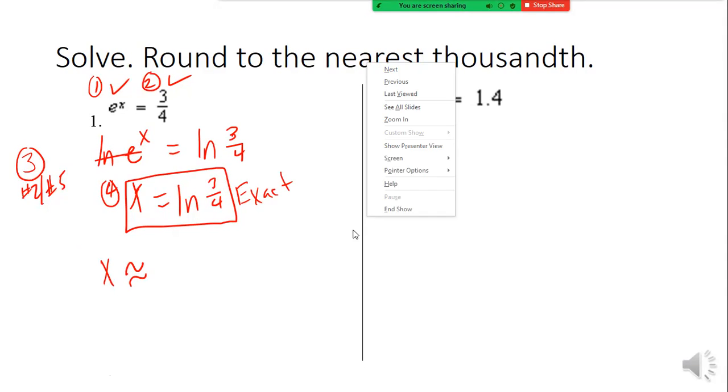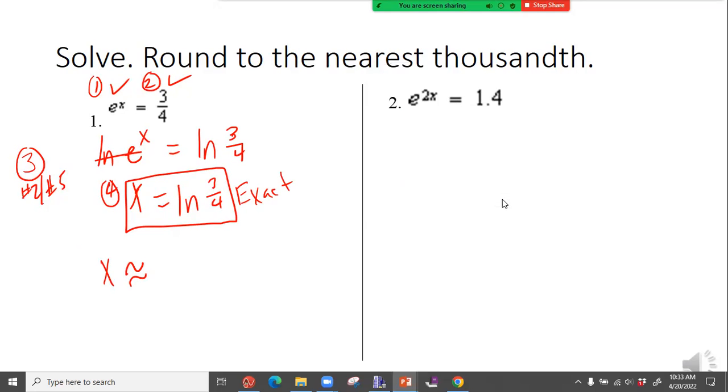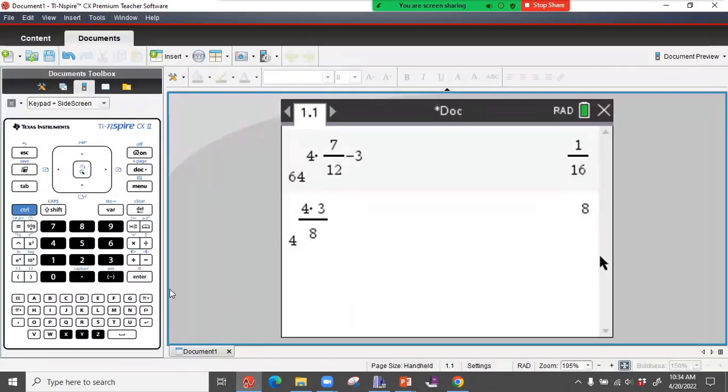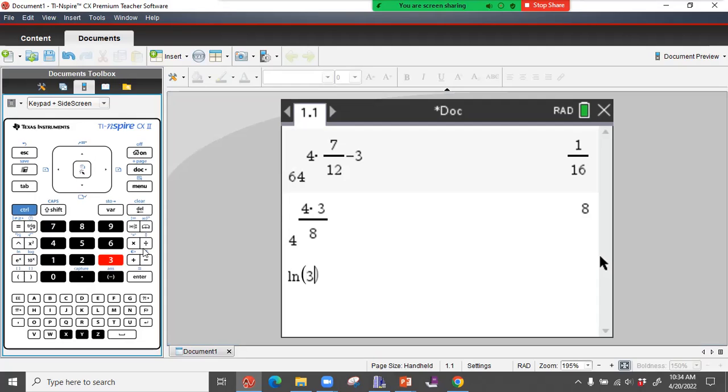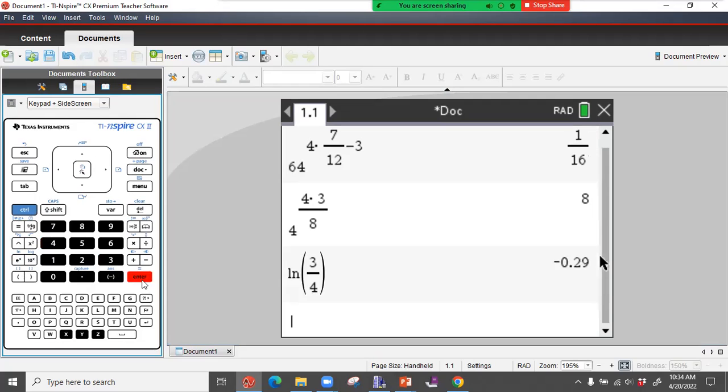So I'm going to go to handy dandy calculator. It doesn't really matter which one. I'm just going to choose this one because it's right here. And I'm going to hit Control LN 3/4. Hit enter, and I get negative 0.29. This is rounded to the nearest thousandths. Click enter to see the whole thing. So negative 0.288.